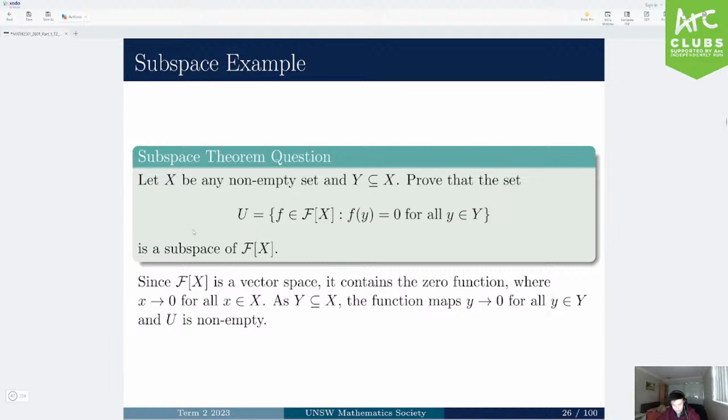Now, the set of functions on X is a vector space, so it contains the 0 function. Remember that every vector space must have that 0 element. In this case, we have the 0 function. We know that for every y inside of this Y, if we take the 0 function and evaluate it at y, that just returns 0, right? Which means that this condition is true for the 0 function, and that tells us that U contains the 0 element, which means that U is non-empty.